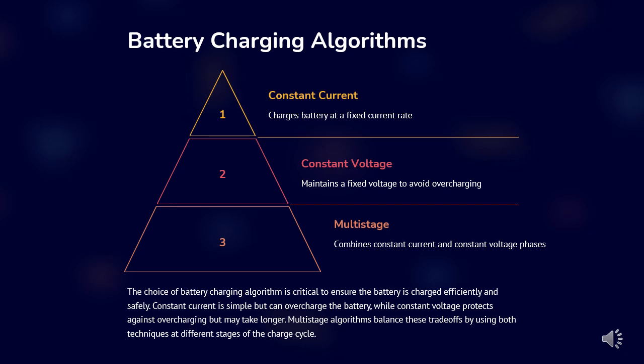Constant current is simple but can overcharge the battery, while constant voltage protects against overcharging but may take longer. Multi-stage algorithms balance these trade-offs by using both techniques at different stages of the charge cycle.